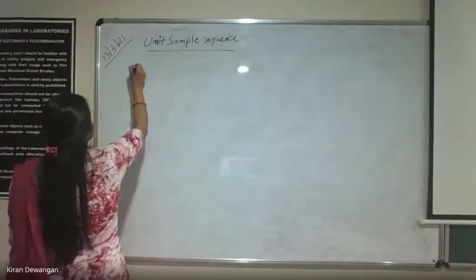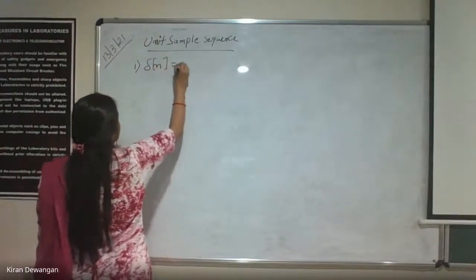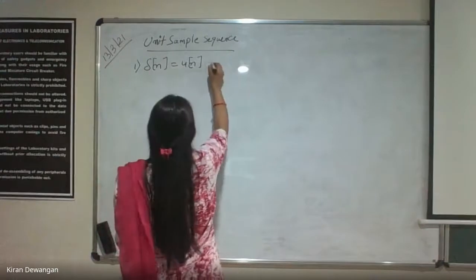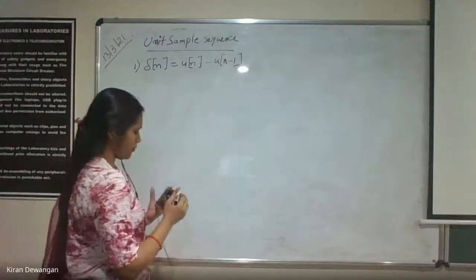The first property says that del n is equal to u of n minus u of n minus 1.